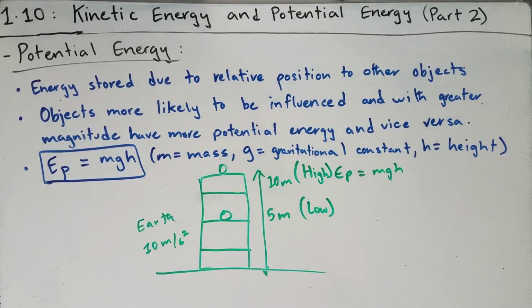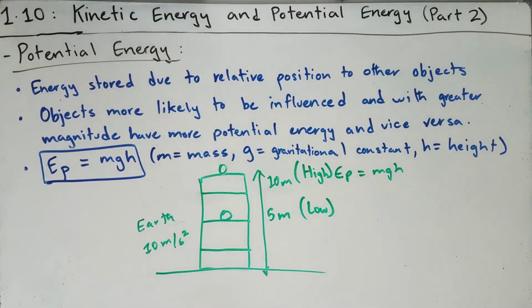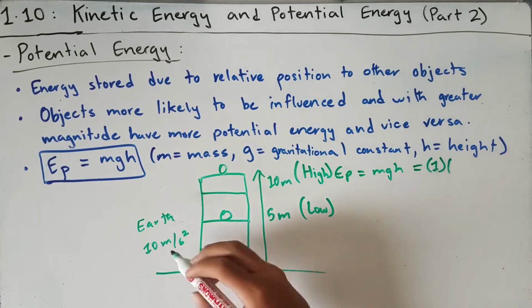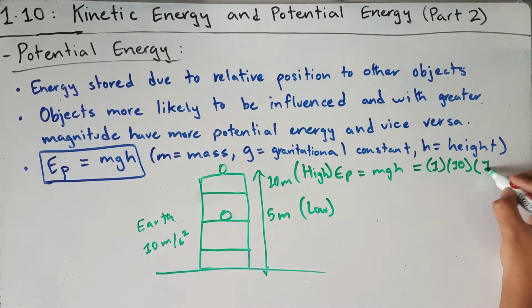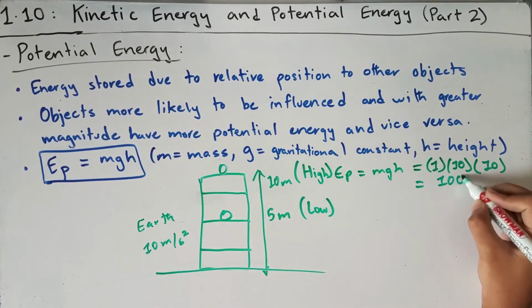So we know that the potential energy of the higher ball would equal its mass times the gravity times height. Let's say that each of these balls have an equal mass of 1 kilogram. So the potential energy would equal 1 kilogram times the gravitational constant, which is 10 meters per second squared, times the height, which is 10 meters. So the potential energy of that higher ball will be 100 joules.